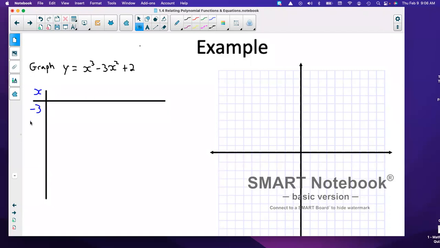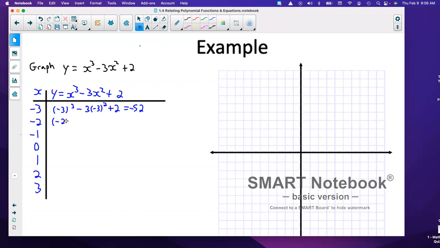And let's say go from -3 to +3. So we have y is equal to x cubed minus 3x squared plus 2. So for the first one, we have -3 cubed minus 3 times -3 squared plus 2. So that's going to give us 52. So that's way off our graph, so we won't plot that. I'm sorry, that should be -52.